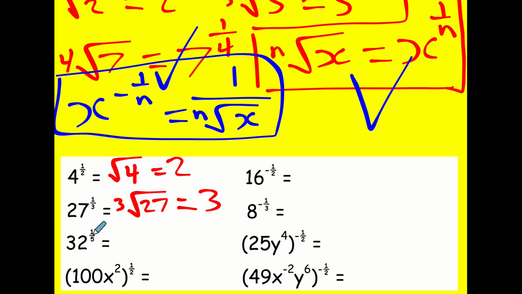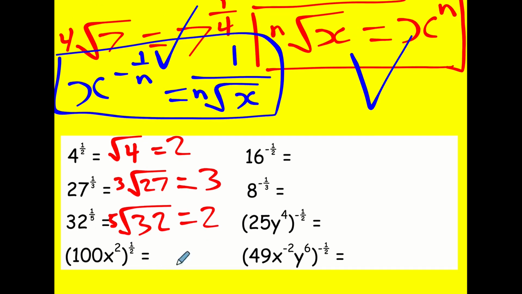And the same idea is going to be for this one. You might not know your powers of 5 for all your different numbers, 2 to the 5, 3 to the 5, 4 to the 5. But let's start with the simplest one, 2 times 2 times 2 times 2 times 2. Actually, that is 32. So the 5th root of 32 is 2.